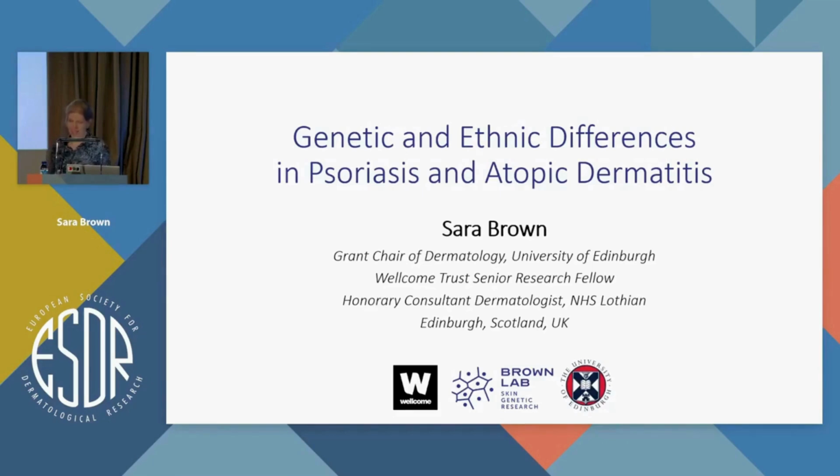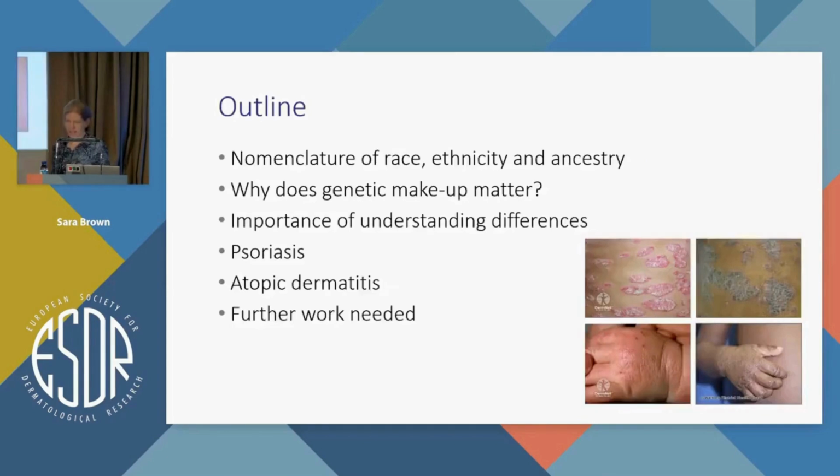So this was the title I was given, Genetic and Ethnic Differences in Psoriasis and Atopic Dermatitis. This is what I'm hoping to cover in the next few minutes. Firstly, just to pause and talk about the nomenclature of race, ethnicity and ancestry. It's a technical detail, but I think it's important. Why does genetic makeup matter? We've just heard genetics is likely to give us a clue to causality. And why is it important to understand these differences? And then a little bit about psoriasis, atopic dermatitis, and then focusing on what further work we need in this field.